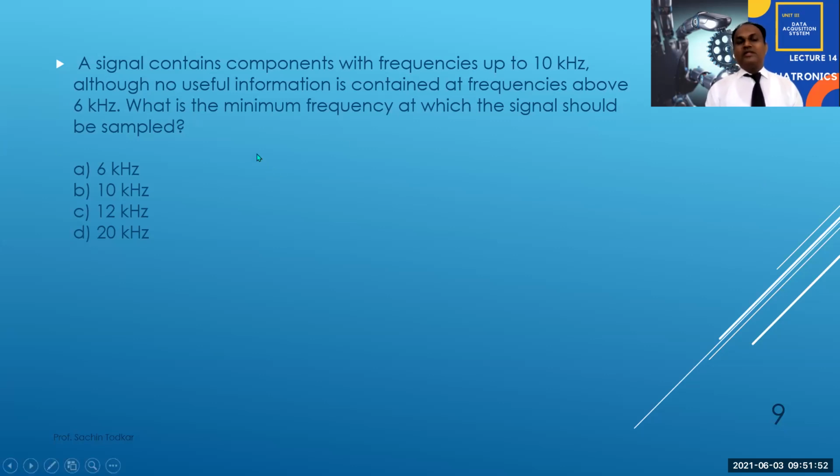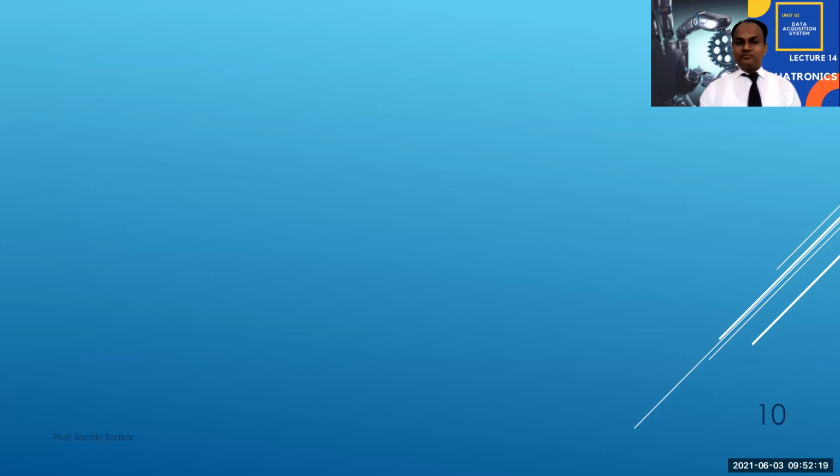Now the Nyquist theorem tells us that the highest frequency is to be considered. That highest frequency is 10 kilohertz, and we have to work on the twice thing. That's why you have to use a sampling frequency equal to 20 kilohertz. So that is the answer to your question.